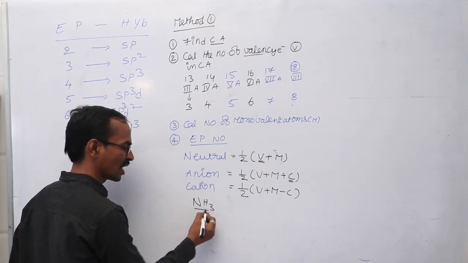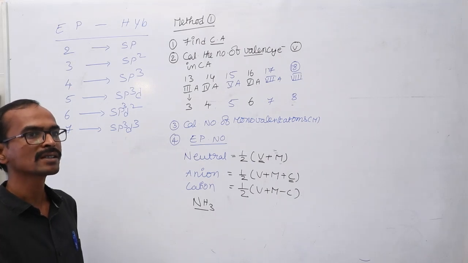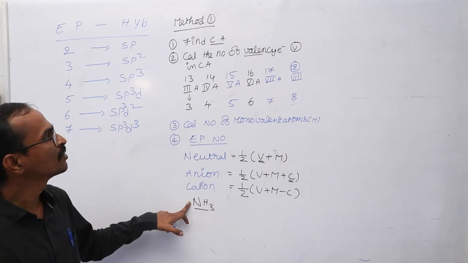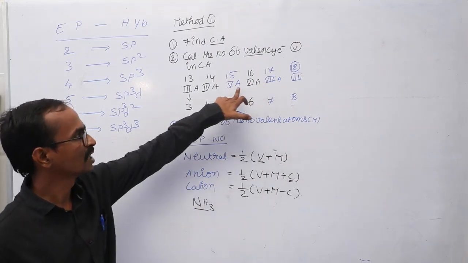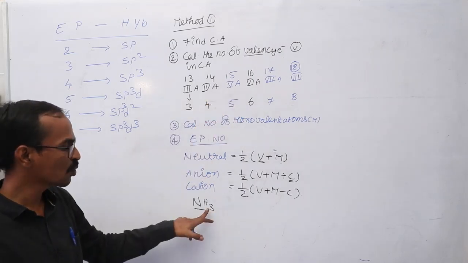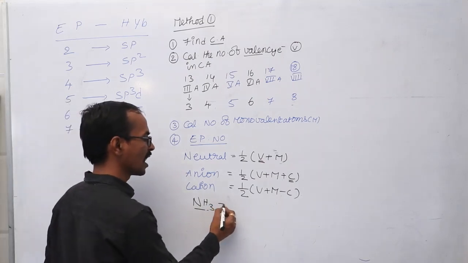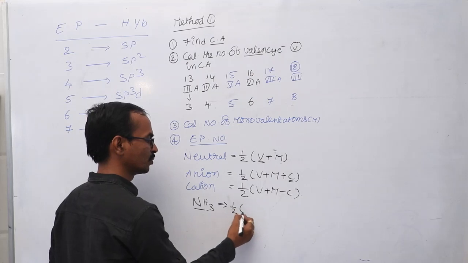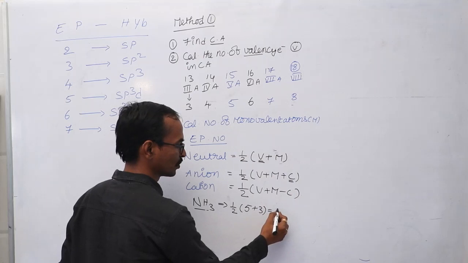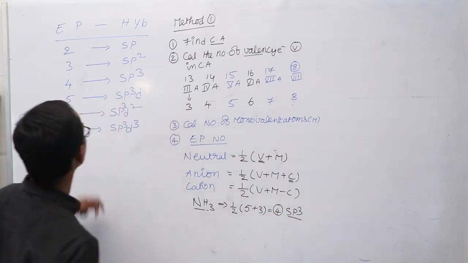NH3. You are asked to find the hybridization in the NH3 molecule. First of all, what is the central atom in this molecule? Nitrogen. Nitrogen belongs to which group? 5A group, right? So its valency is 5. How many monovalent atoms are here? 3 hydrogen atoms. So find the electron pair number: half into 5 plus 3, that is 8 by 2, 4. 4 means which hybridization? sp3 hybridization.